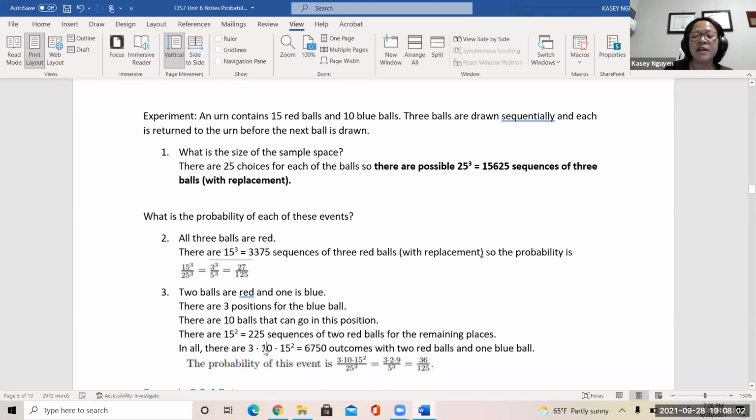And then you have to apply the 3 because we have 3 total, right? So which gives us 6,750. Then we would take this and we would divide it by 25 to the third, which gives you the ratio for the probability.